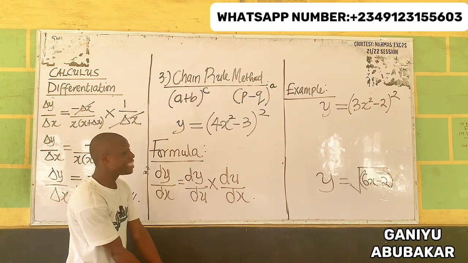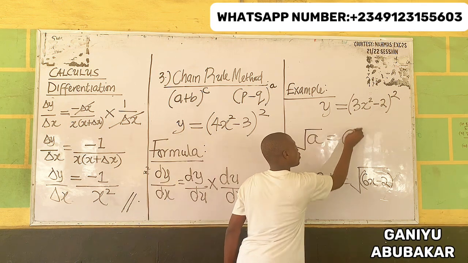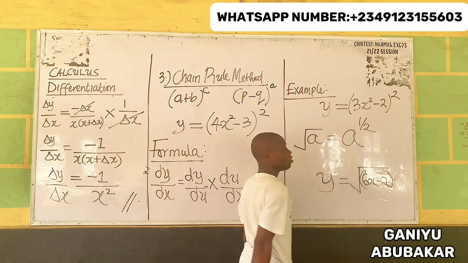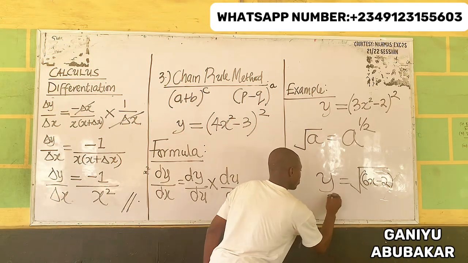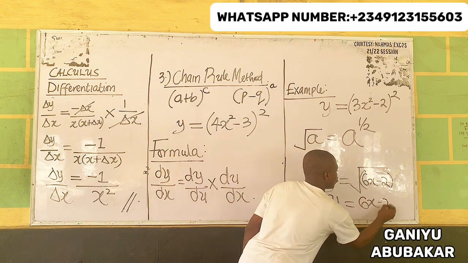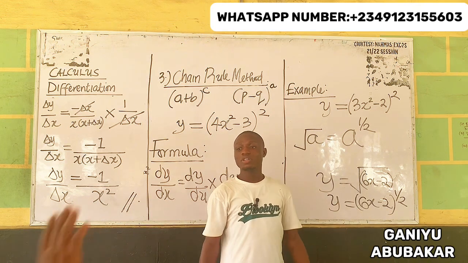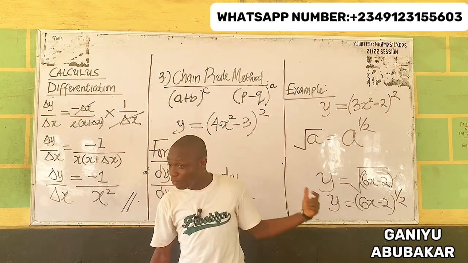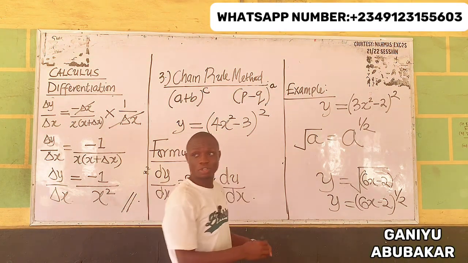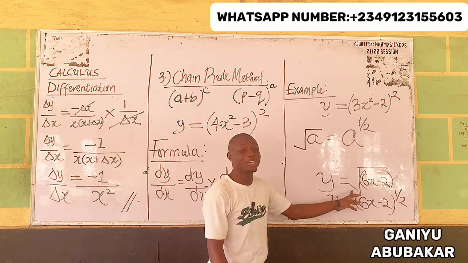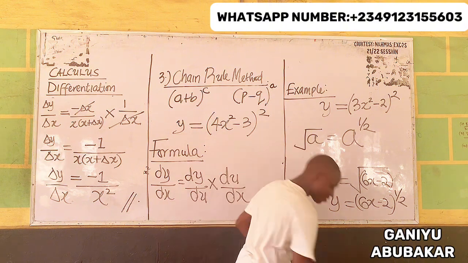Go back to SS1. If I have root A, this is power 1 over 2. Am I correct? Indices. Are you good? So this means y equal to 6x minus 2 to power 1 over 2. This is a chain rule. Please know how chain rule works. This is the worst they can give you, the root concept, and I'm sure that the root has 1 over 2.